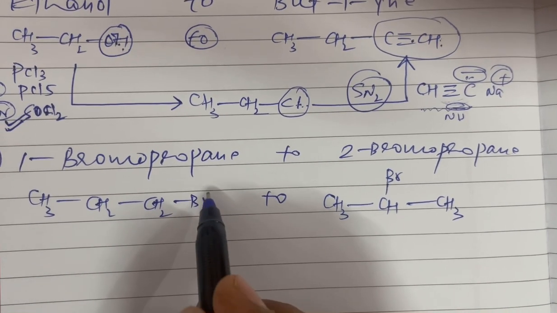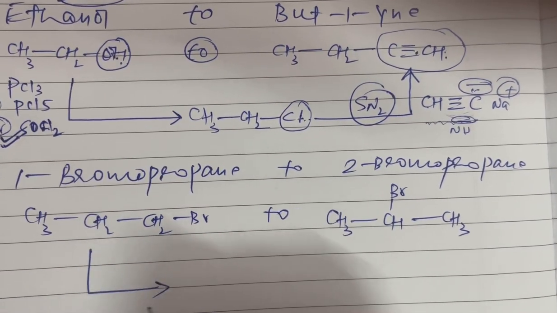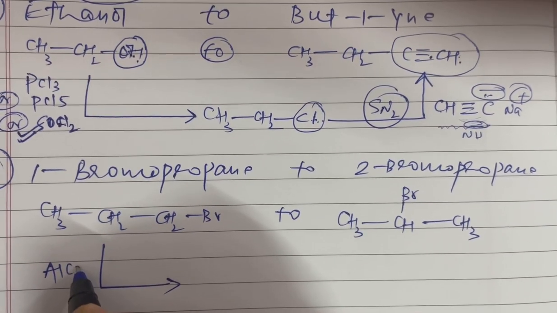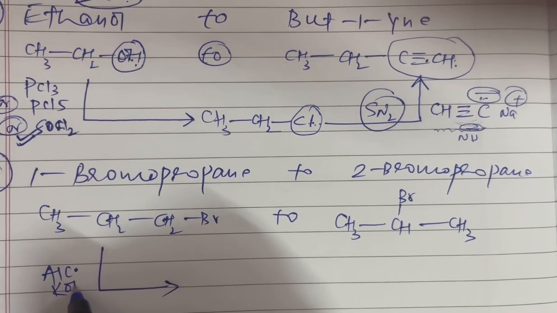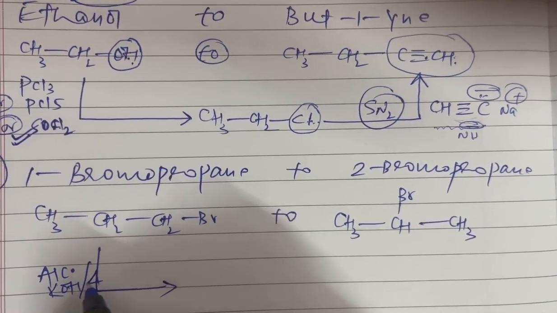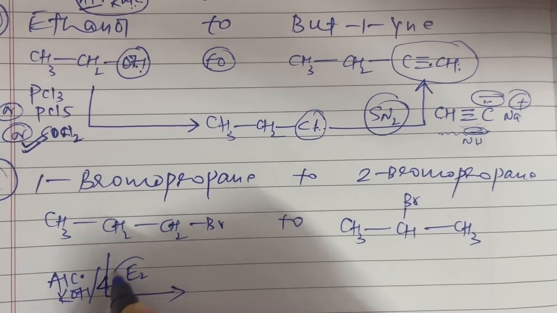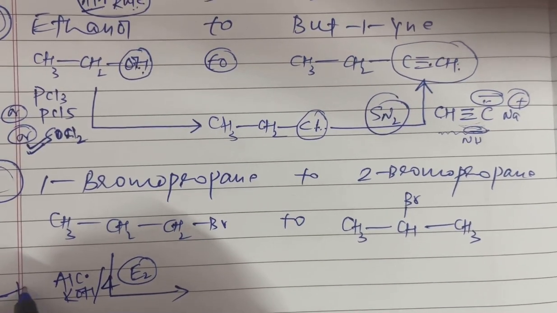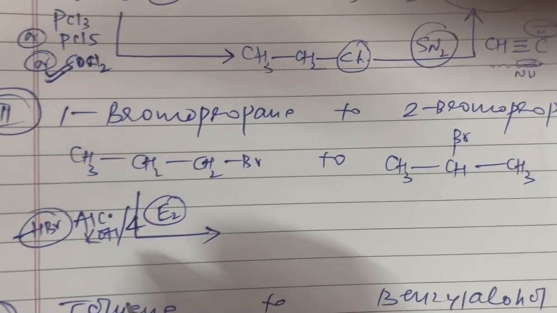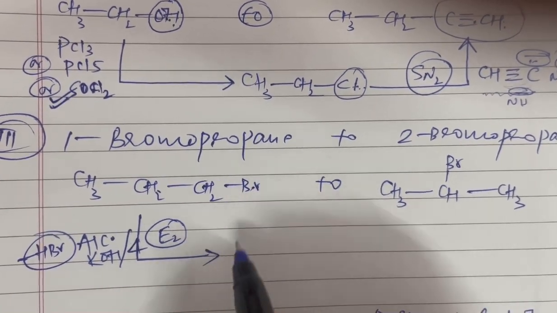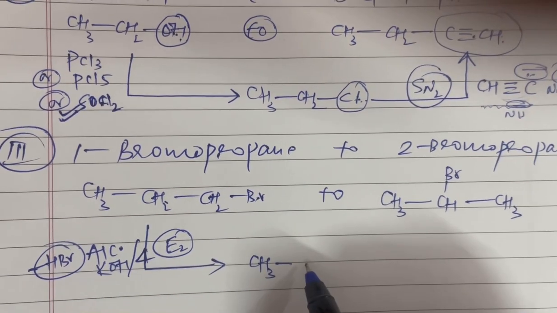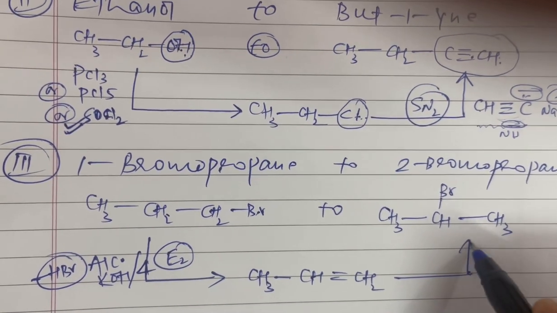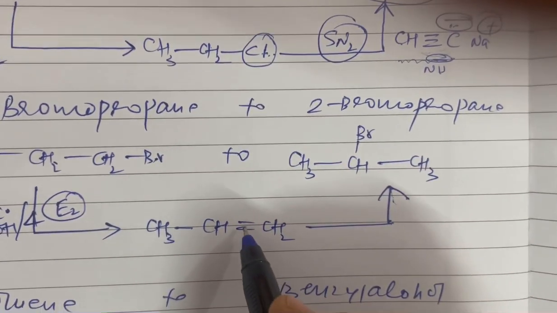We eliminate this. If you eliminate this by an elimination reaction, that is called E2 elimination. For that we'll take alcoholic KOH and heat. This elimination is called E2 elimination, also called beta elimination. Elimination means we eliminate HBr from here: H from here, Br from here. So there is a double bond, CH3CH=CH2. Now we have a double bond.